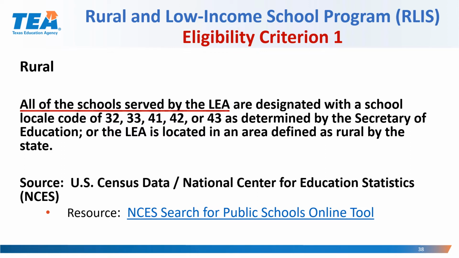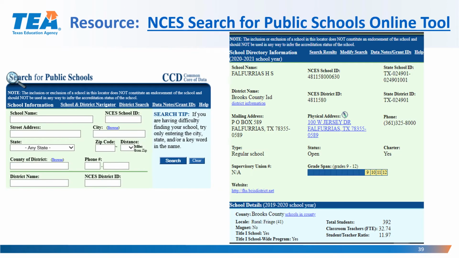A great resource for RLIS LEAs is the NCES Search for Public Schools online tool. This will help you determine whether or not you have one of the necessary locale codes to qualify as rural. So let's take a look at what the tool looks like. In this case, we're going to use the example of Alice High School. We enter the name of the school in the school name section of the page, and then we click search.